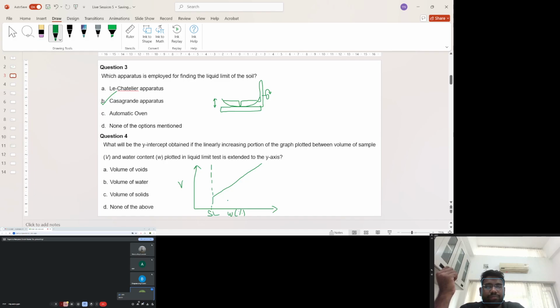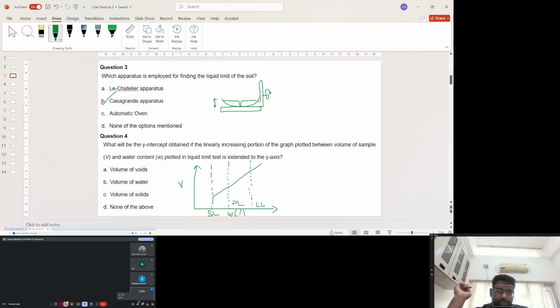That continues up to a certain point, which we term the shrinkage limit, and in between we have the plastic limit, and at any point we have the liquid limit, and further it is a slurry.